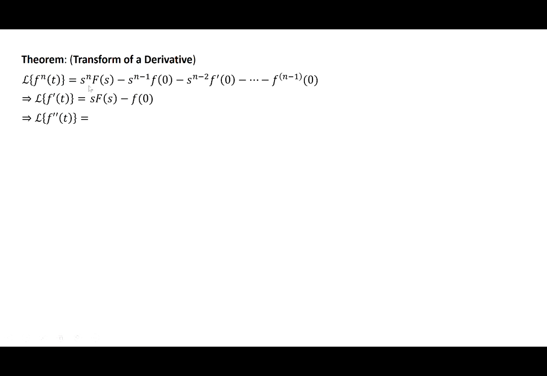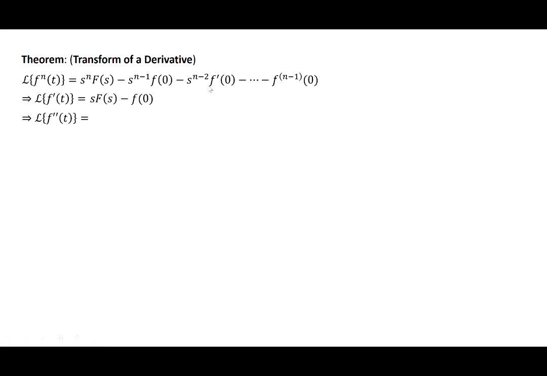Cool. So first term is s squared F of s, minus s to the n minus 1, s to the 2 minus 1 is s to the 1, f of 0. Second term is minus s f of 0. The third term is s to the 2 minus 2, which is s to the 0, which is 1, times f prime of 0. So the third term should be minus f prime of 0.